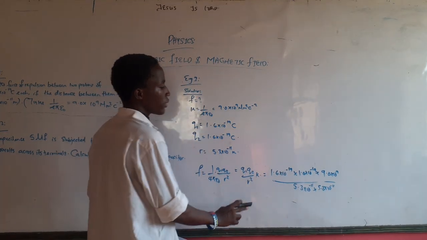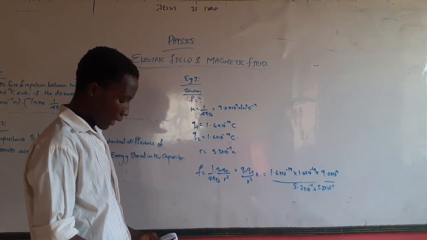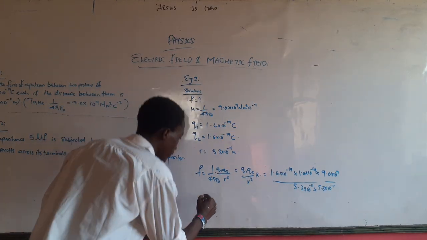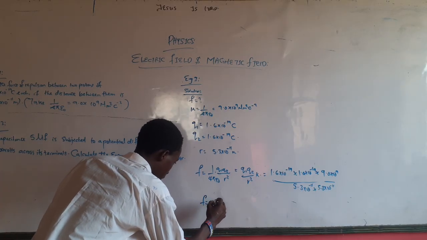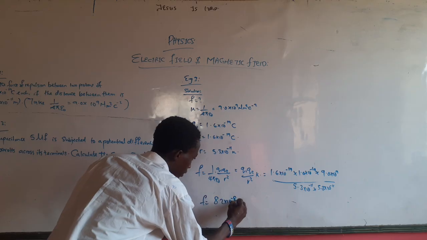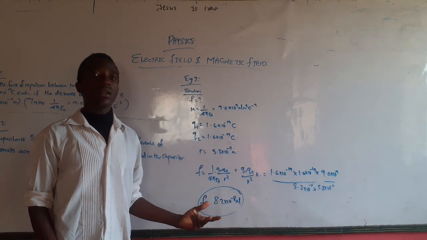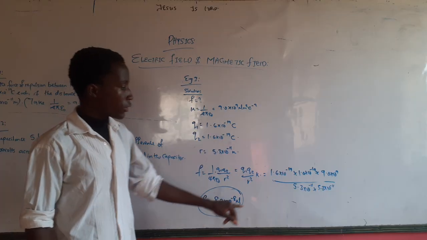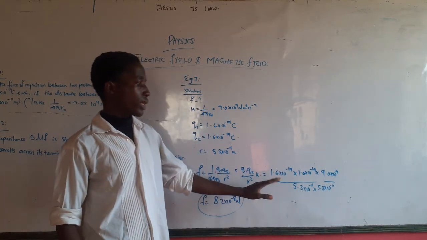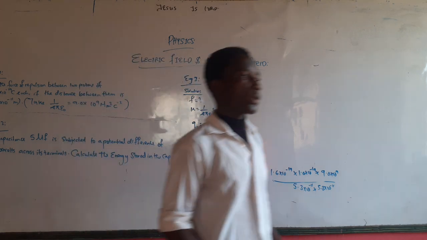You can take your calculator, solve the above, solve the below, and get your final answer, but I won't waste your time. We're going to have our final answer as F equals 8.2 times 10 to the power minus 8 Newton. That's literally what you're asked to find. This is what you do with your calculator: sort out the standard form, divide, and get something like this. Now let's solve the other question.